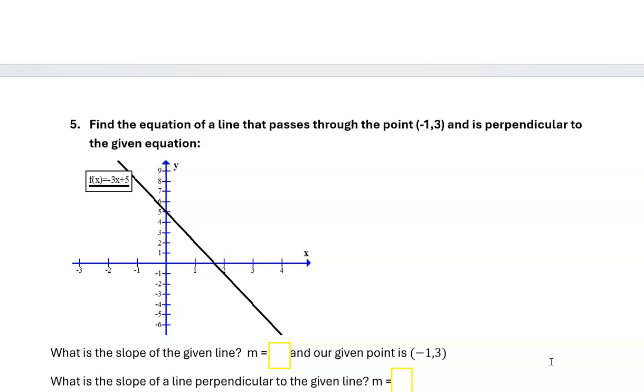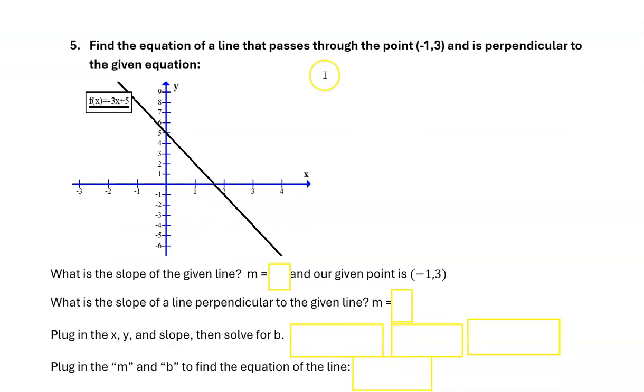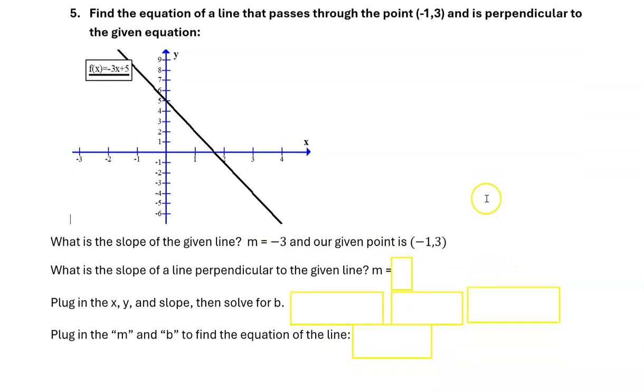And the last one is talking about find the equation of a line that passes through this point, -1, 3, and it's perpendicular to this given equation. Well, this given equation has an f of x, which we can replace with y if we're not talking about functions. So I can see that my slope here is -3 and my y-intercept is 5. I'm not going to have the same y-intercept in my equation, but just so we can see what we're talking about, the slope is -3 and we're given a point of -1, 3.